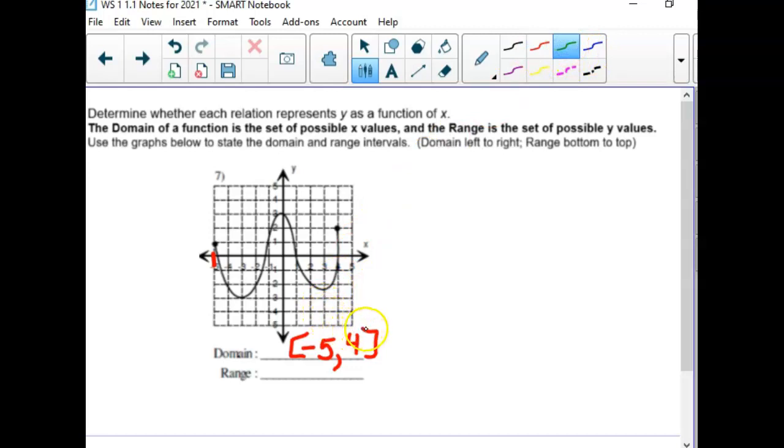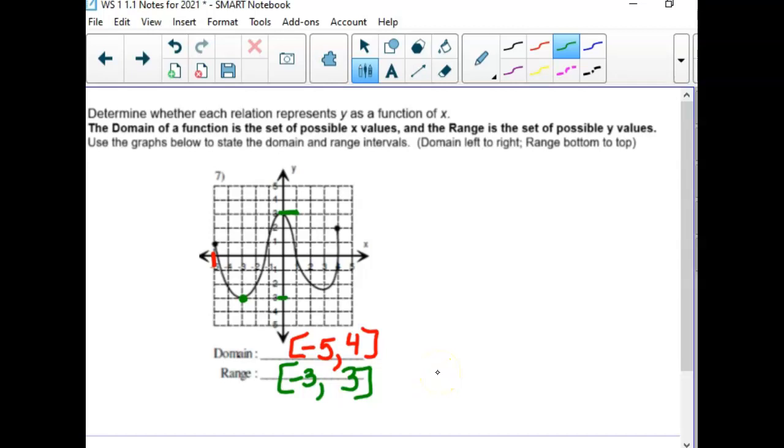We need the bottom. What is the lowest it goes? Right here, the Y value hits -3. And what is the highest it goes? It doesn't have to be the end point, guys. It's got to be the very top. Is that +3? And as long as there's no open circles, you assume it's hitting the value.